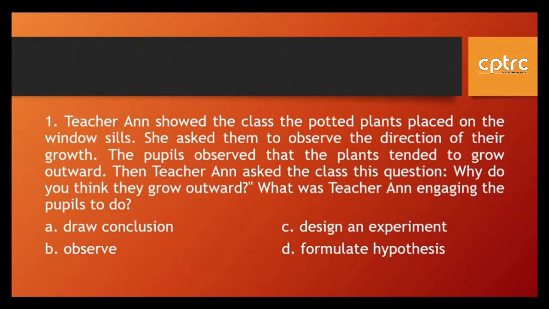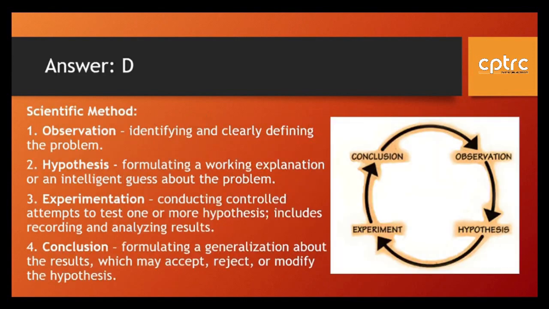Number one, teacher Anne showed the class the potted plants placed on the window sills. She asked them to observe the direction of their growth. The pupils observed that the plants tended to grow outward. Then teacher Anne asked the class this question: Why do you think they grow outward? What was teacher Anne engaging the pupils to do? The answer is letter D.